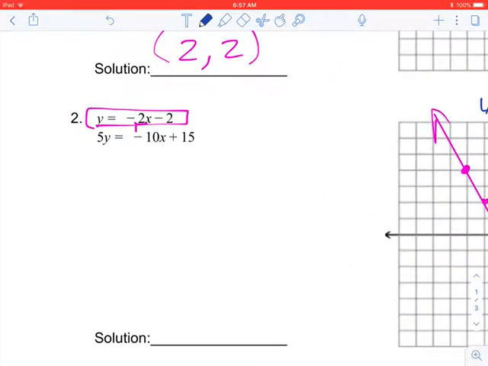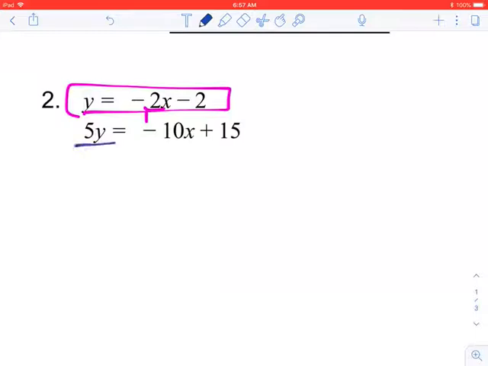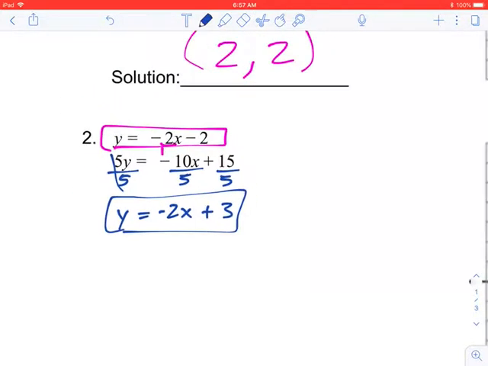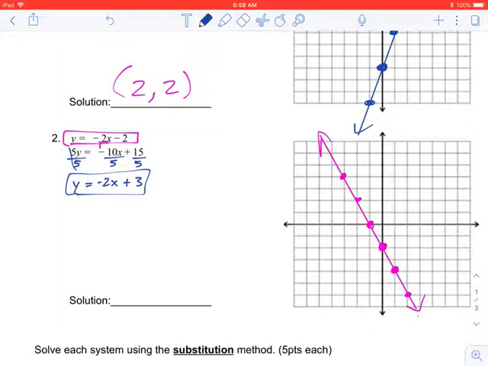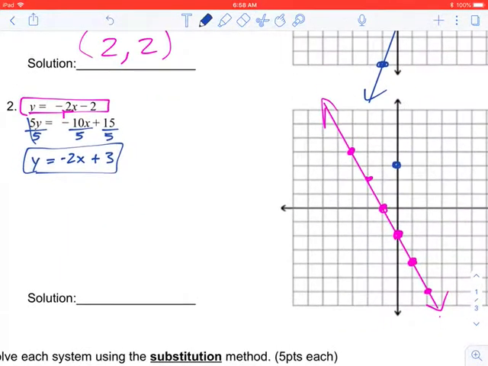Okay, so now to get y by itself, all I have to do here is divide by 5. So when you divide, you have to divide everything by 5 there. Which is going to be y equals -10 divided by 5 is -2x, and then 15 divided by 5 is 3. And there we go. So +3 is right here. And then we're going down 2, again, right 1. So down 2, right 1, down 2, right 1.